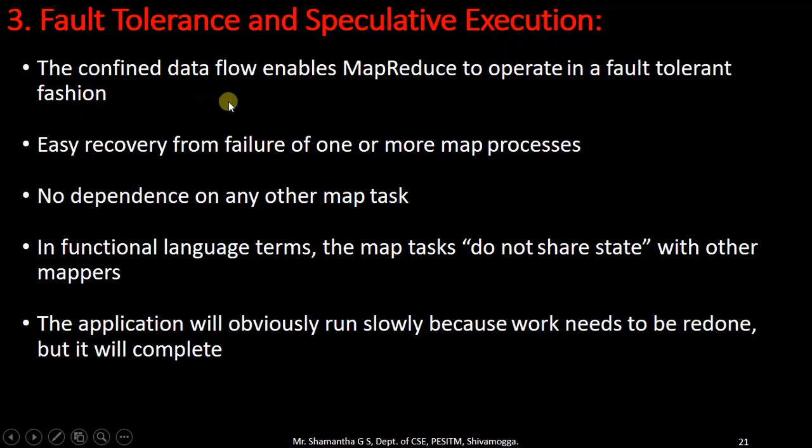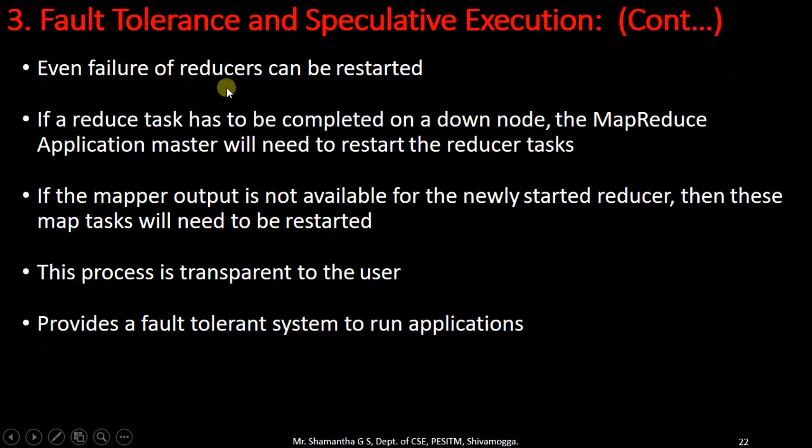The confined data flow enables MapReduce to operate in a fault tolerant fashion. There is easy recovery from the failure of one or more map processes, with no dependencies on any other map task. In functional language terms, the map tasks do not share state with other mappers. The application will obviously run slowly because work needs to be redone, but it will complete. Even failed reducers can be restarted.